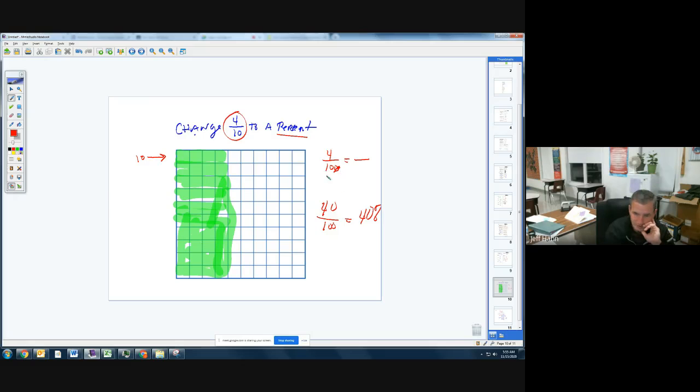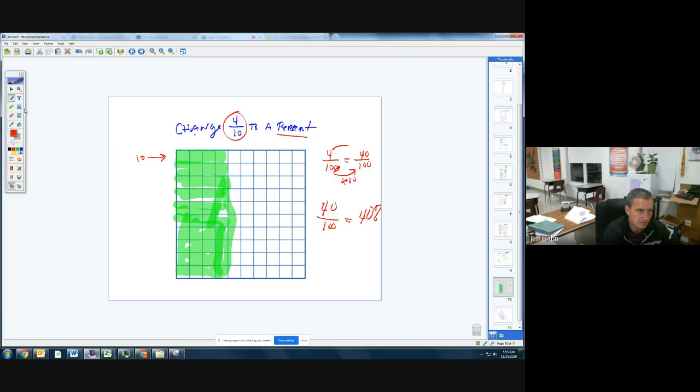Now, one way you could think about that is this. I wanted 100 on the bottom of my fraction. So what do I do with 10 to get 100? I multiply by 10. So if I multiply 4 by 10, I also get the top part of that fraction. So it's 40 over 100.